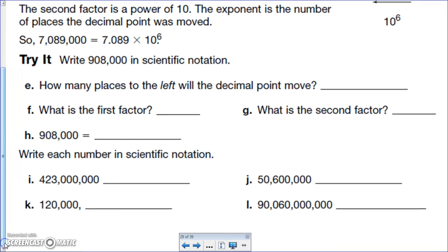So for letter E, how many places to the left will the decimal point move? So if we imagine the decimal at the end of the number, we're going to move it 5 places in, so it ends up right behind the 9. So the first factor is going to become our decimal number between 1 and 10. So in this case, it's going to be 9.08, so 9 and 8/100ths.